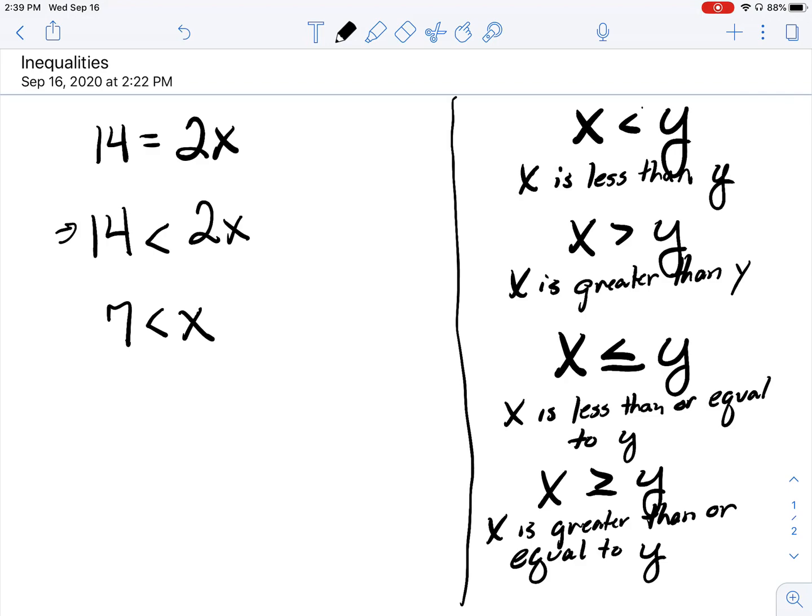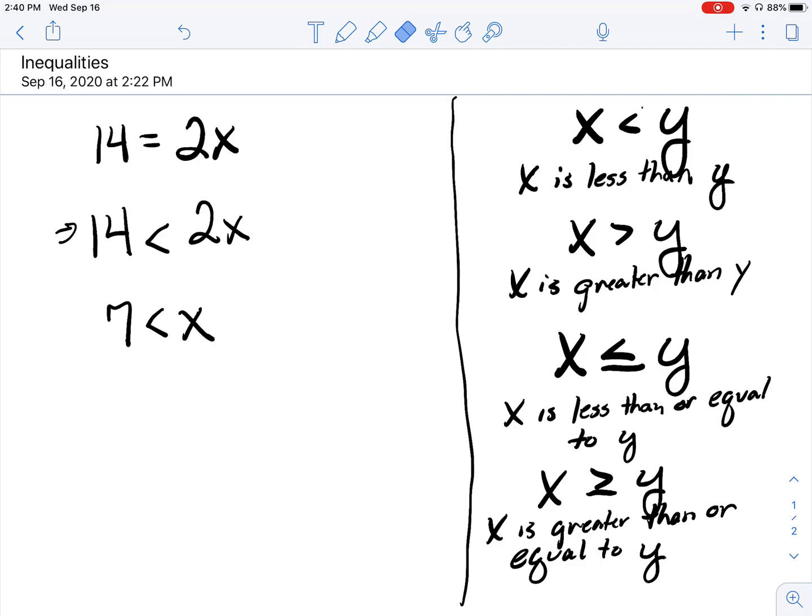So let's try it. What's a number that's greater than 7? Or what's the number that 7 is less than? Well, let's say 8. So if I take this inequality, 14 is less than 2 times 8. 14 is less than 16. Is that true? 14 is less than 16? Yep, so my inequality is true. It is accurate.